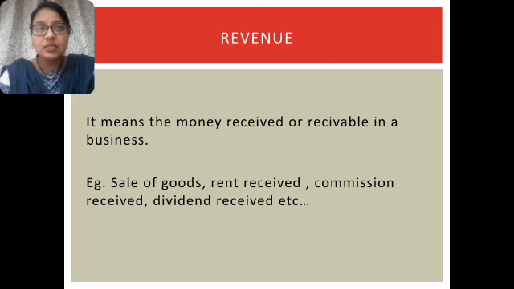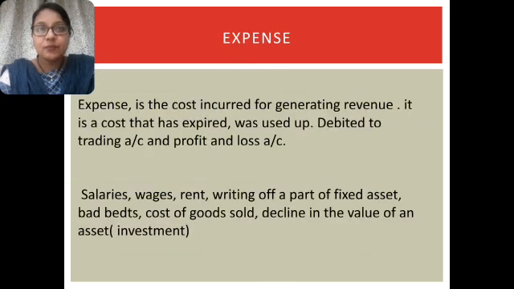For example, sale of goods, rent received, commission received, dividend received, etc. But it should be of revenue nature. Now the next is expense. Expenditure I have explained to you in my previous video. Now expense. Expense is the cost incurred for generating revenue, and revenue I have just explained to you. Whatever cost has been incurred for generating revenue is known as expense.